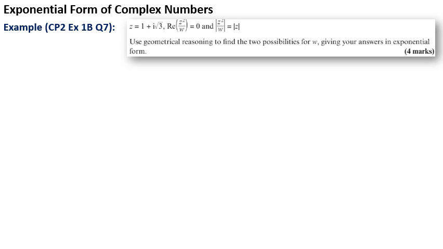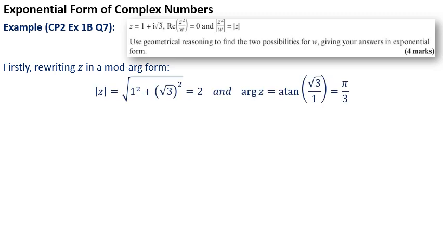Well, if we're going to be using those clues, which seem to relate to the modulus and the argument, then it might be helpful to have z written in modulus-argument form. So I'm going to start with that. The way you calculate the mod-arg form is to calculate the modulus and calculate the argument. I've written it all out in full here, but this is a relatively quick process to follow, so it's something you should be able to do without breaking a sweat.